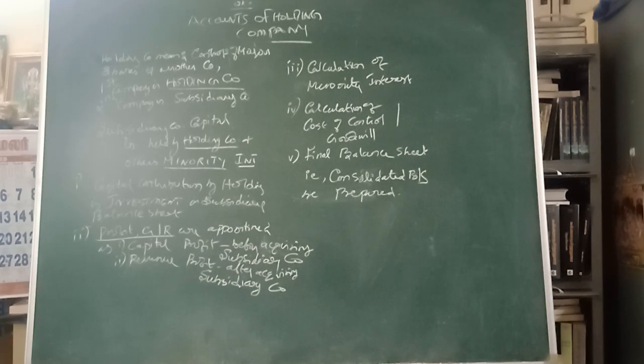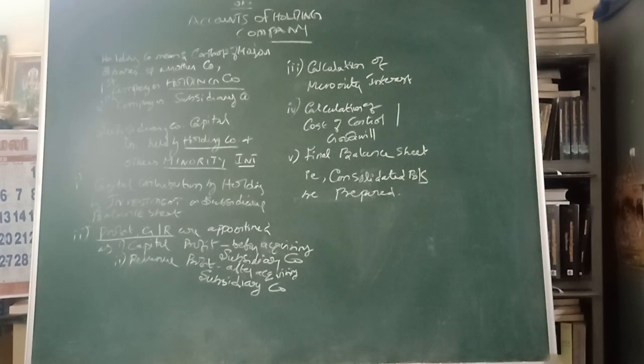Profit and the reserves after the acquisition, that is after 1st January, is named as the revenue profit or post-acquisition profit. Accordingly, the pre-acquisition profit, that is the capital profit, and post-acquisition profit, that is the revenue profit, both the things should be shown in the new balance sheet, which is named as consolidated balance sheet. This we have to calculate.